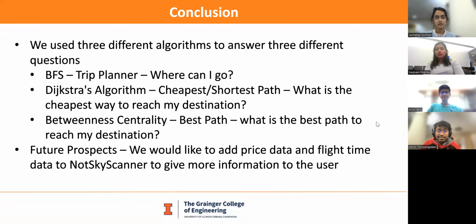In short, we used three different algorithms in our project. We use BFS to traverse the graph to act as a sort of trip planner, Dijkstra's to find the shortest path between any two nodes, and betweenness centrality is an additional feature which will rank airports according to how many shortest paths they feature in, and it will tell you which are some of the busiest airports, which you can either travel to or avoid. For the future, this project could add some improvements regarding user price data and flight time, so it's more accessible.